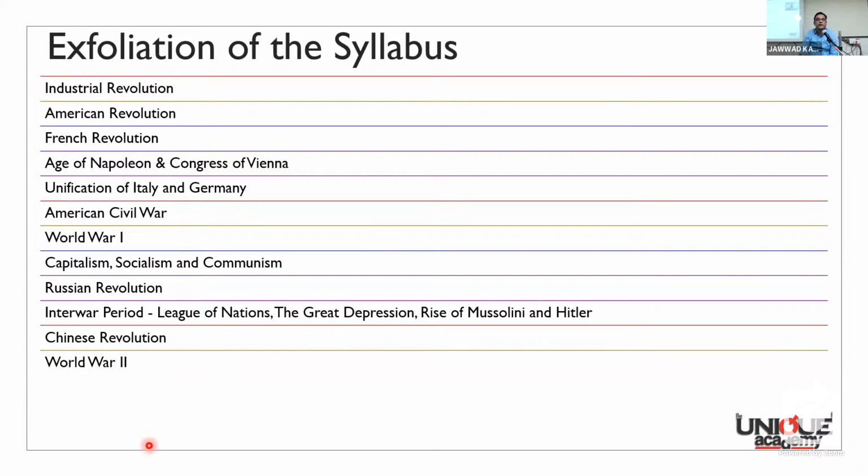Then we will see the topic of World War II. Hitler, Mussolini will finally ensure that the world again fights a major war. We'll see how this war was fought and what were its outcomes.